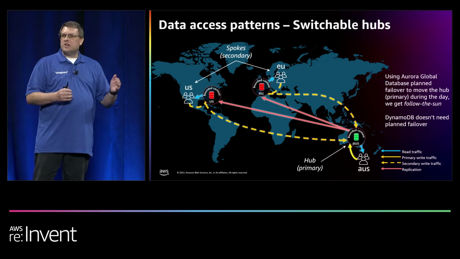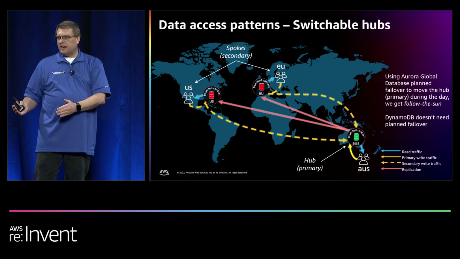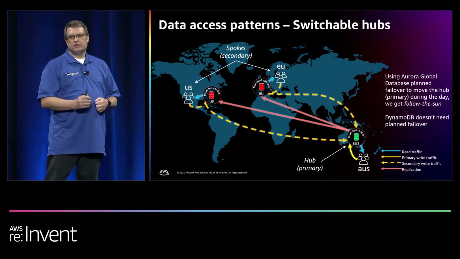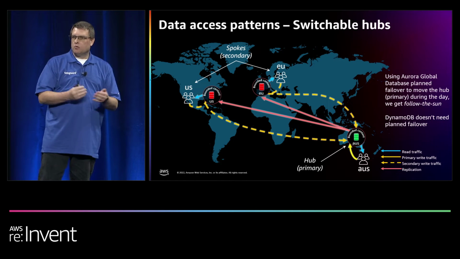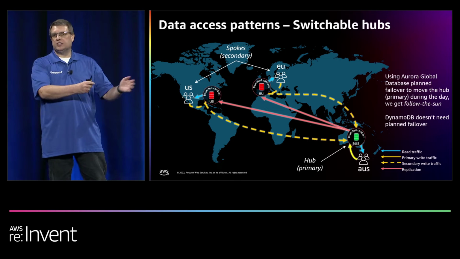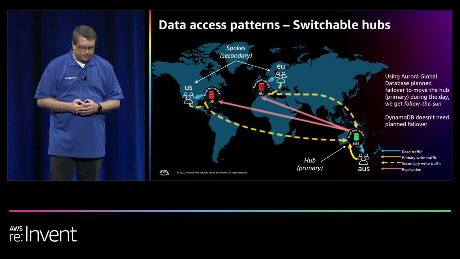For DynamoDB, we don't actually have to do a planned failover. All we have to do is tell the microservices, hey, you're now the primary, and they will allow writes there. With Aurora, we actually have to do a planned failover so that Aurora understands that a new region is the primary region.